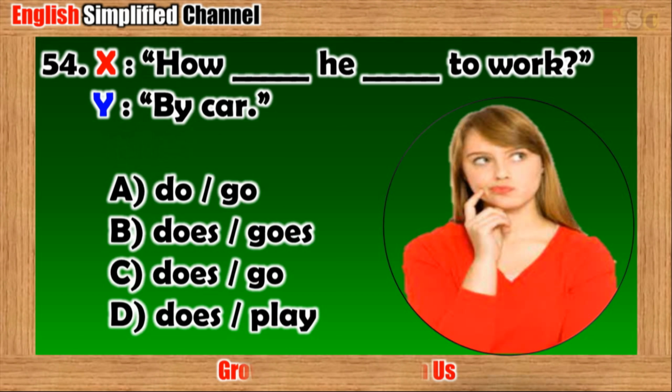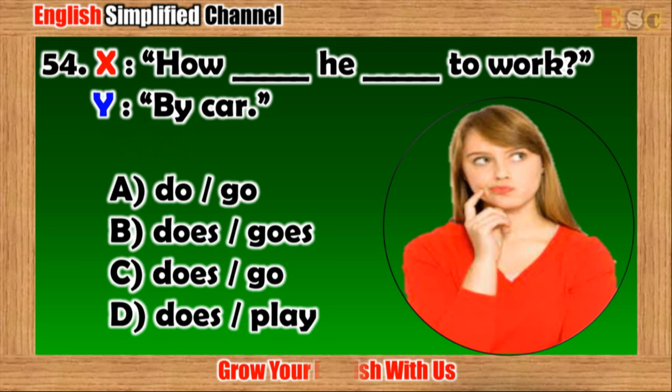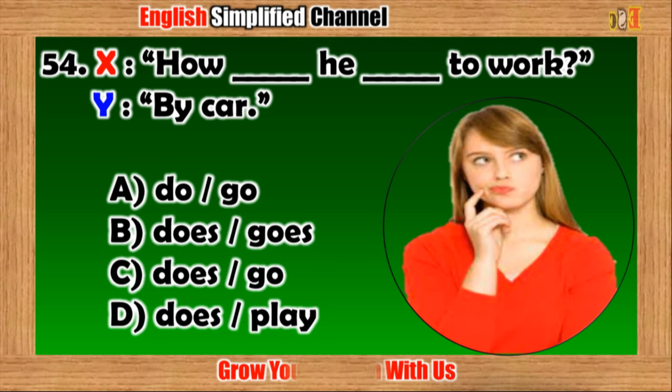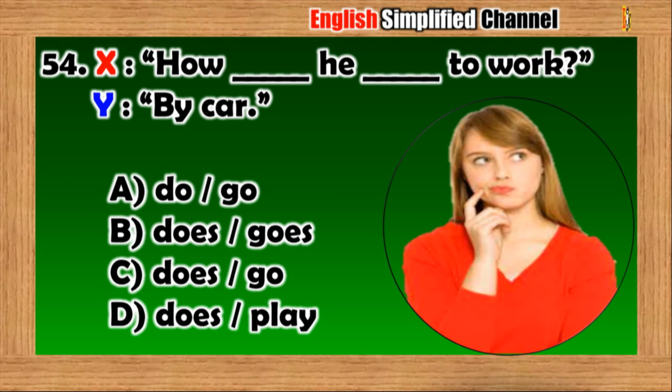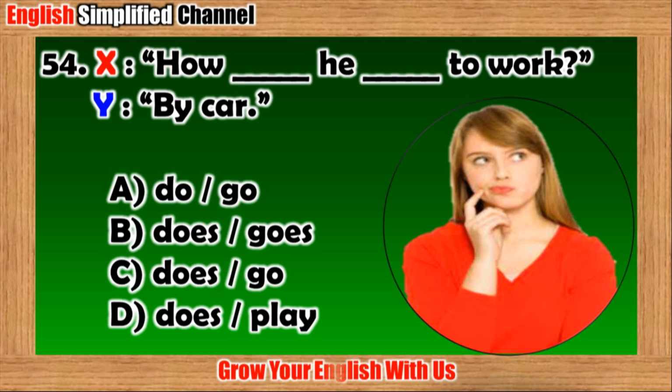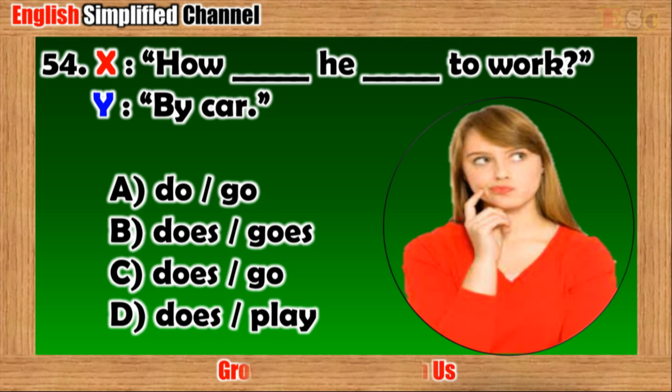54. How, blank, he, blank, to work? By car. A. Do, go. B. Does, goes. C. Does, go. D. Does, play.